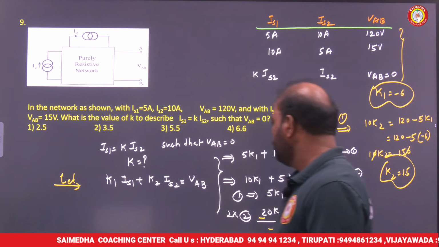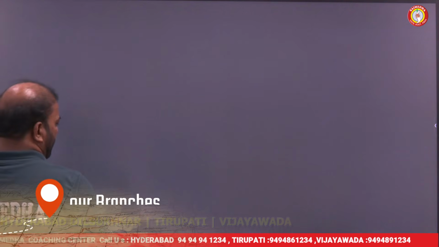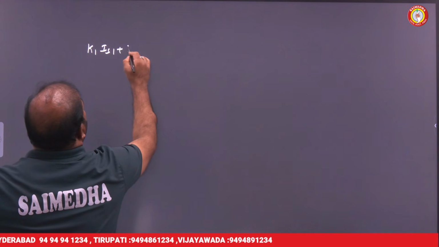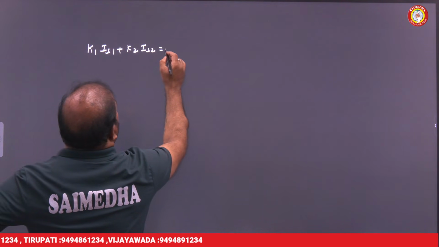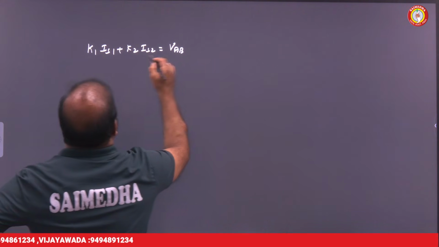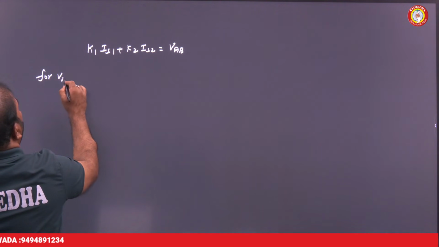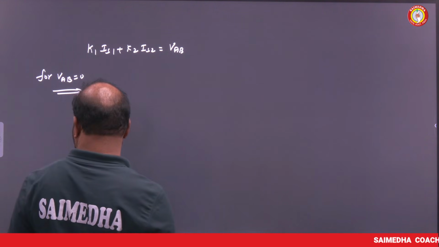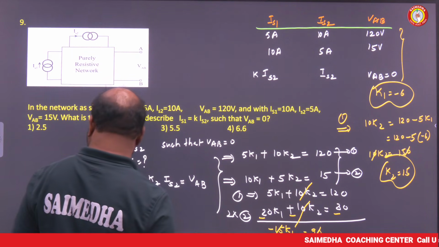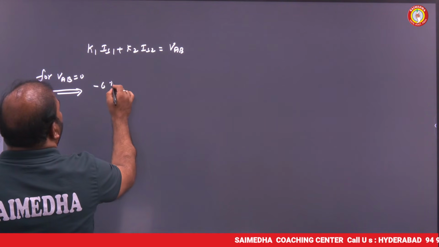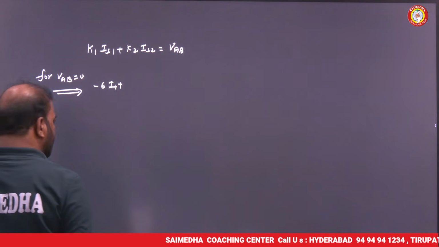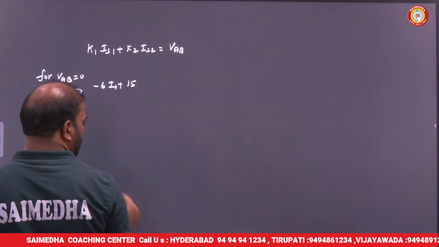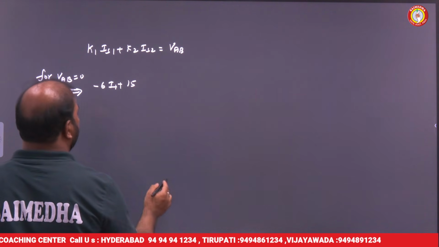So my friends, you see here, same here. What do we have here? We know K1 IS1 plus K2 IS2 is equal to VAB. But for VAB equal to 0, my friends, the K1 value is already obtained. What is the K1 value? K1 is minus 6 I1, and K2 is obtained as 15 IS2.